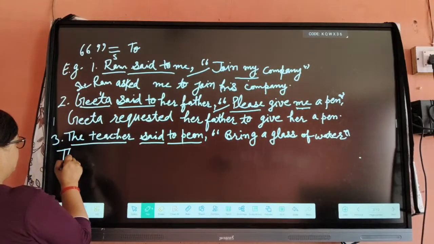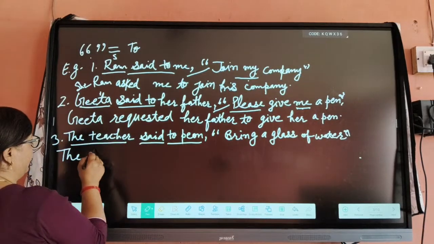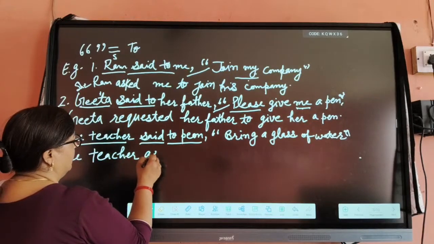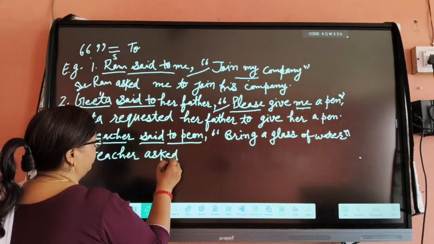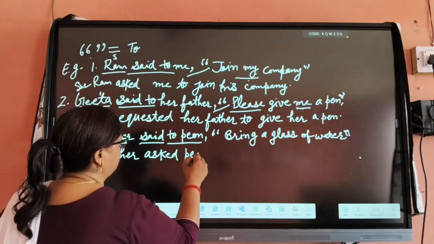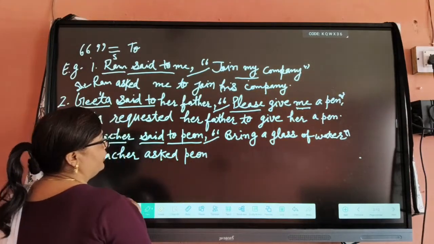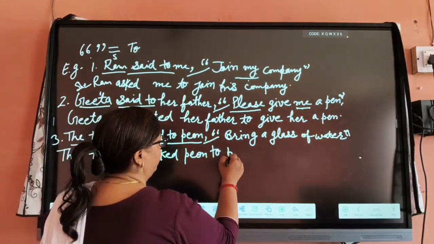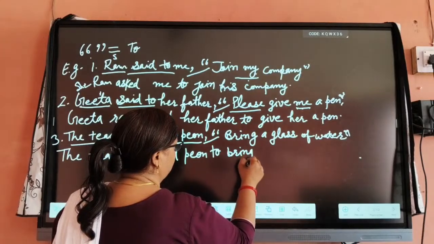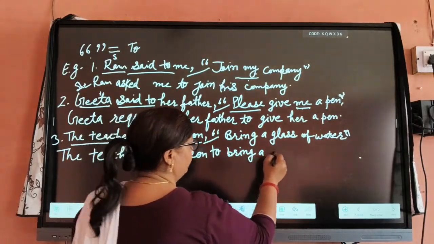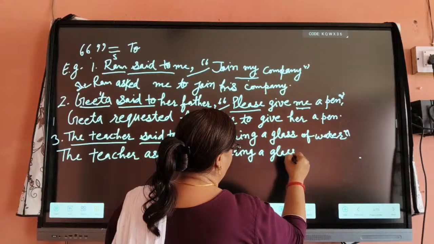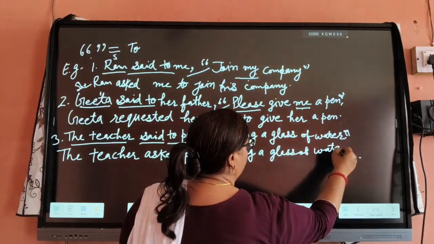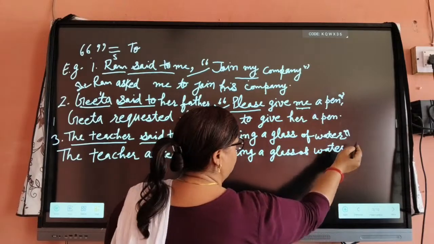The teacher, we will change our said to into... The teacher asked the peon. In place of inverted commas, we will use to bring a glass of water. Is that clear?